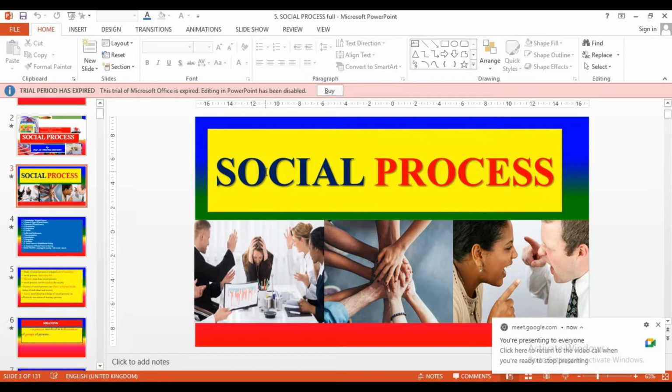Social means deals with society. People have to interact between them. Process means step by step events. Every social process starts with cooperation. Without cooperation, we can't be together in the groups. After cooperation, other social processes come as the next step onwards.